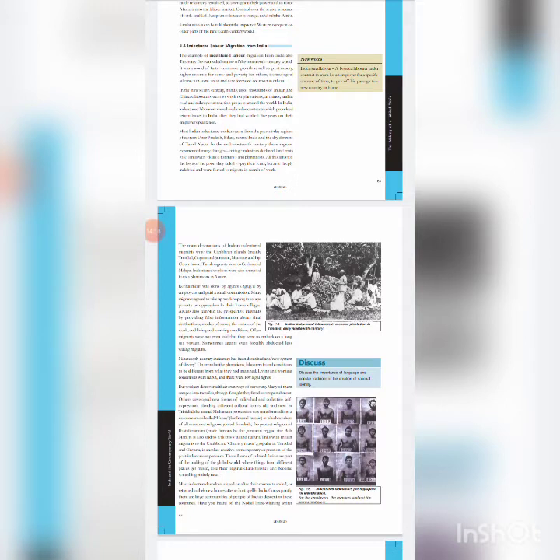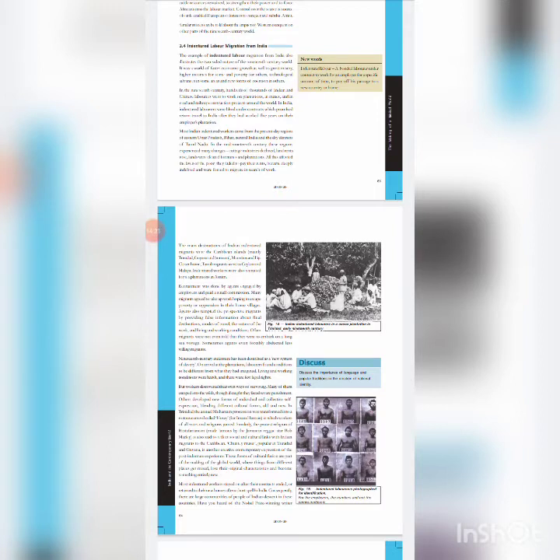From the 1890s, India's nationalist leaders began opposing the system of indentured labor migration as abusive and cruel. It was abolished in 1921.